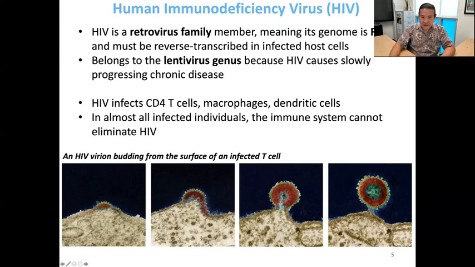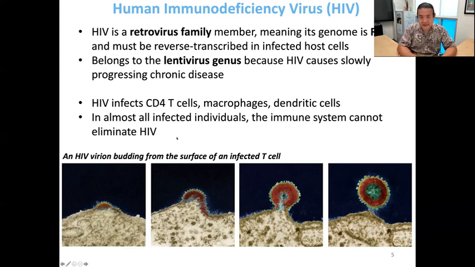So HIV belongs to the lentivirus genus because the course of progression of illness is very slow. Right? HIV leads to AIDS over many years. So it is a chronic disease. So it's similar to other lentiviruses.